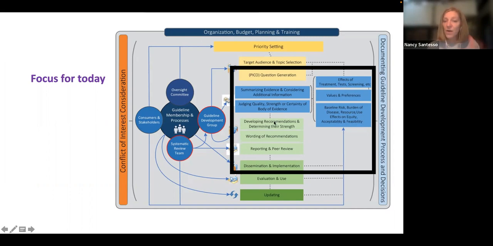and also on these green parts about developing the recommendation and how to include research from patients and publics to be able to do really what's in this black box right here. So we're not saying that the rest isn't important, but we can get a lot of information from research, specifically in these few processes.